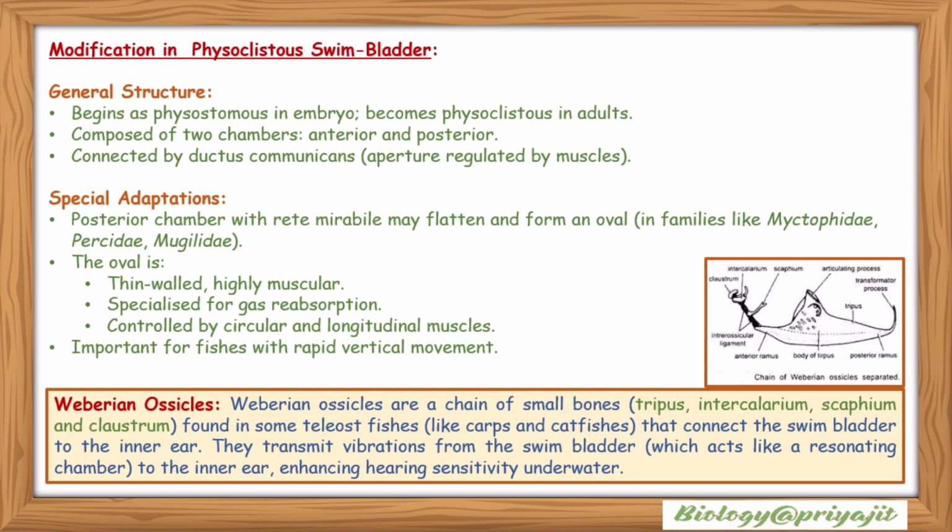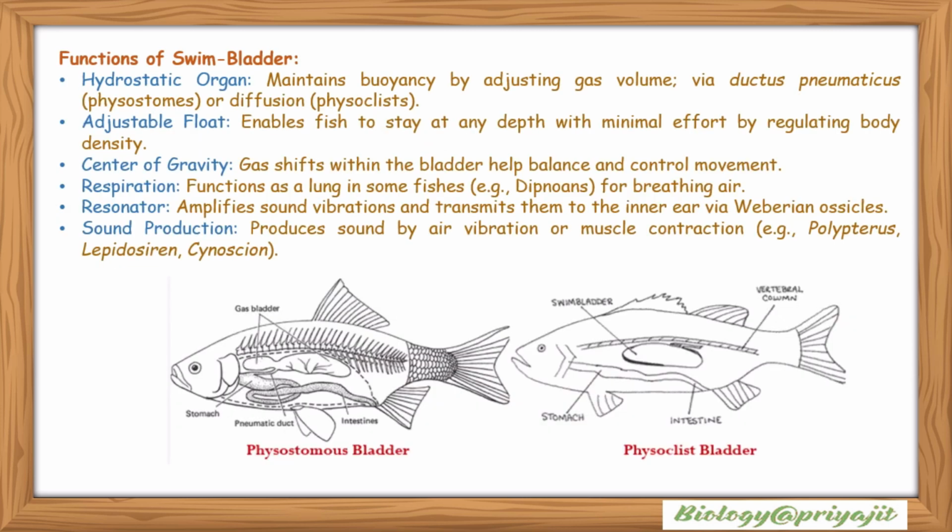Weberian ossicles are a chain of small bones: tripus, intercalarium, scaphium and claustrum. Here is the diagram of a chain of Weberian ossicles separated, found in some teleost fish like carps and catfishes that connect the swim bladder to the inner ear. They transmit vibrations from the swim bladder, which acts as a resonating chamber, to the inner ear, enhancing hearing sensitivity under water. Now we will study the functions of the swim bladder.